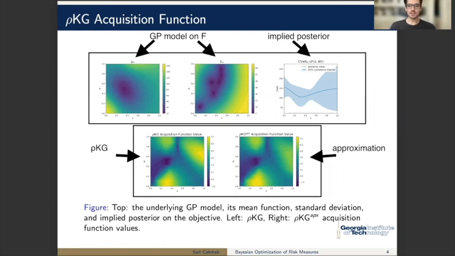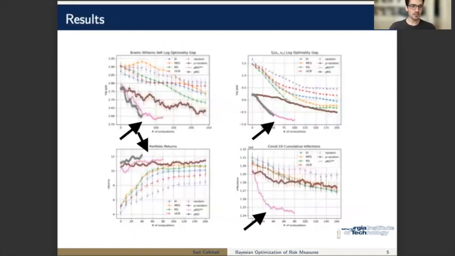At the bottom, we see the value of information plots corresponding to the Rho KG and its cheaper approximation. What we see in these plots is that these acquisition functions really care about what W we select for any given X, and we have a lot to gain from selecting X and W jointly.